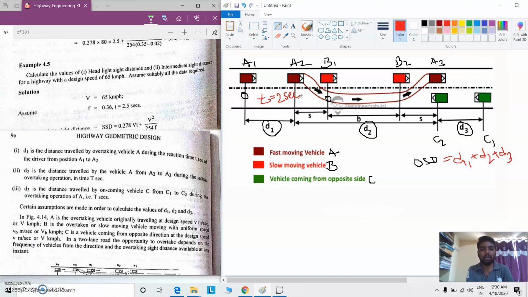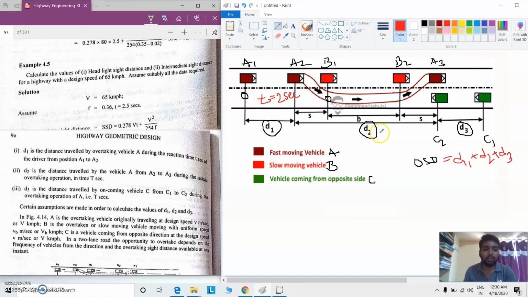But here in overtaking sight distance, T is considered to be 2 seconds, because the recommended value is 2 seconds for the overtaking sight distance calculation. And d1 is the distance the vehicle travels from position 1 to position 2 during the reaction time of the driver. Now let us discuss distance d2.